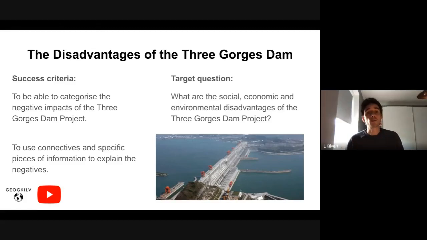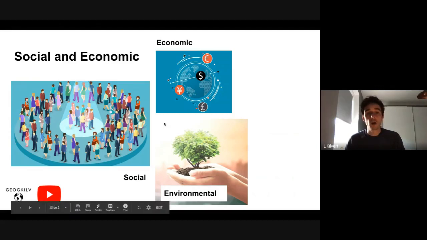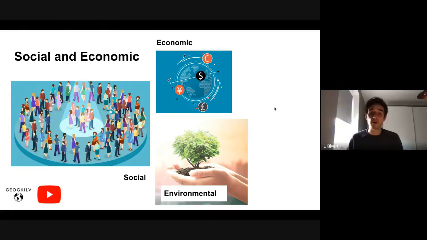Okay, so as with when we looked at the advantages of the Three Gorges Dam project, we're going to look at some disadvantages, but we're going to place those disadvantages into the three categories that we've used before. And remember, our three categories, which come up time and time again in geography, are social, economic and environmental. If we look at these three pictures on the screen right now, you can see that social are the impacts that affect people. Economic is very much about the impacts that affect money. And environmental is all about nature.